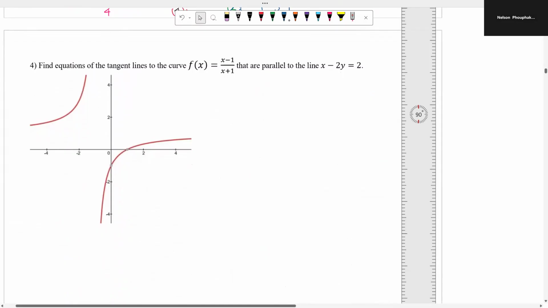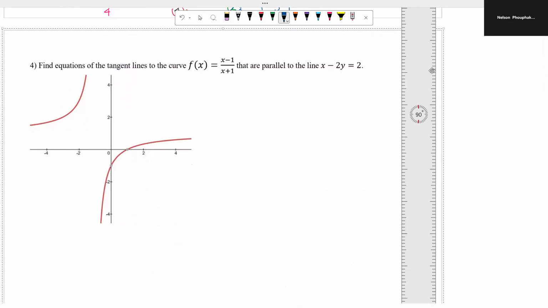Now let us look at our last example here. Again, I would like to find the tangent line to the curve f of x equal to x minus 1 over x plus 1 that are parallel to the line x minus 2y equal to 2. Now you will see that this problem is really similar to one of the problems that we did from last section here.